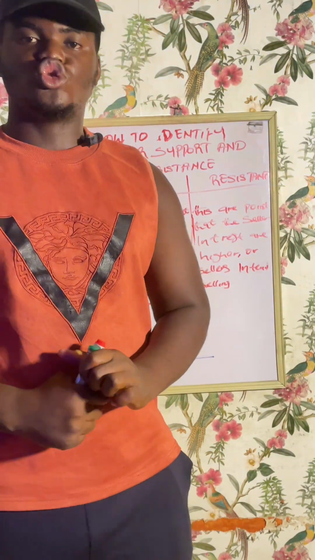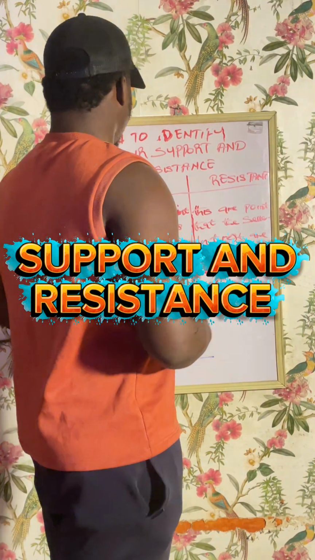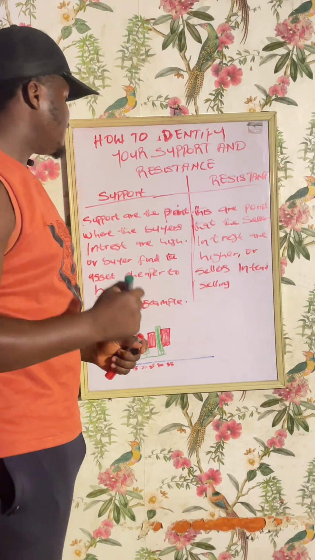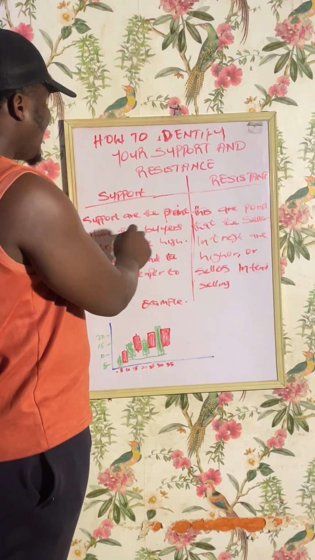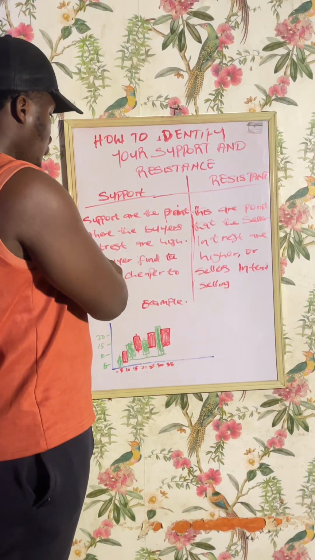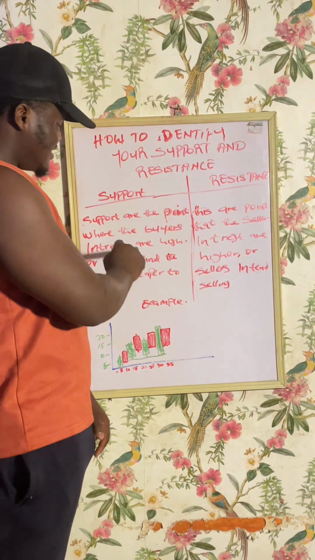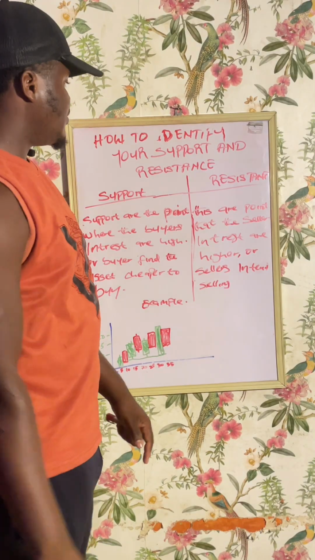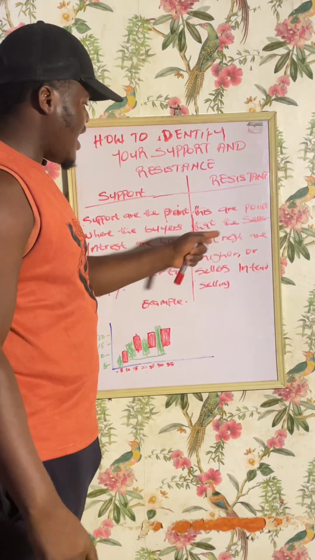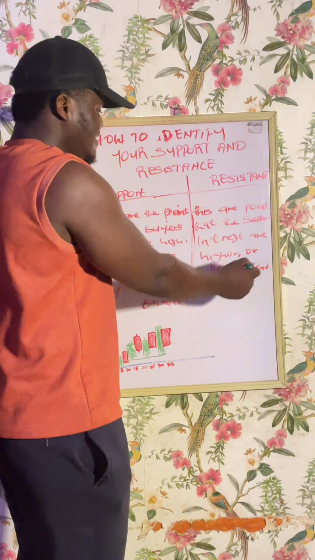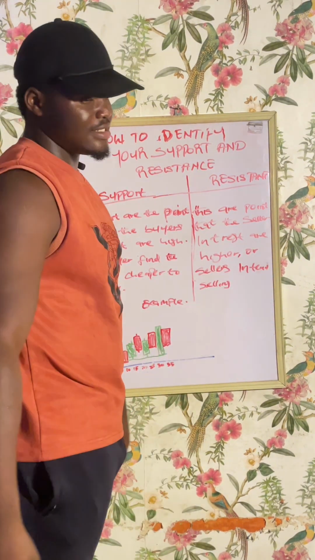So in this video, I'll be teaching you how you can identify your support and resistance. Now, I gave a definition of what support is. Supports are the points where the buyers' interests are high, or where buyers find the asset cheaper to buy. Resistance is the point where the sellers' interests are high, or where the sellers intend to sell a particular asset.